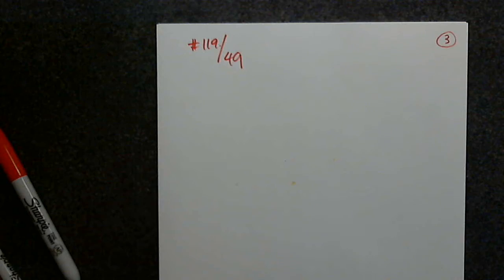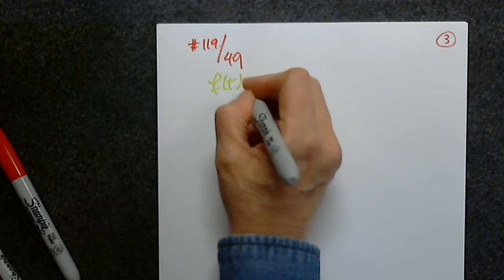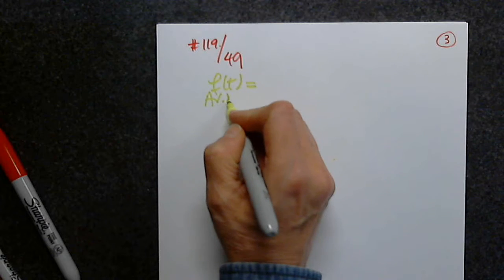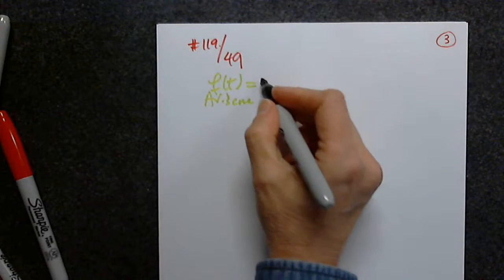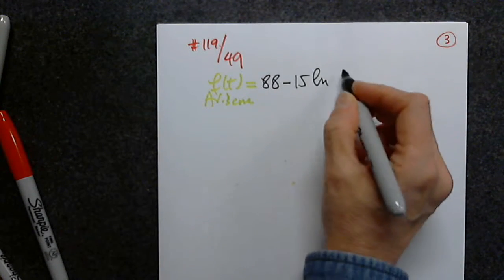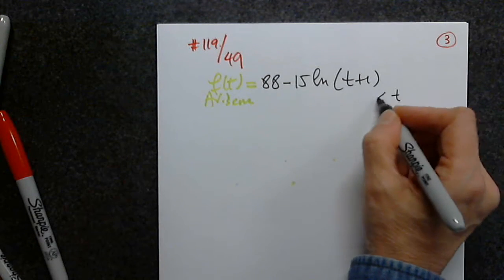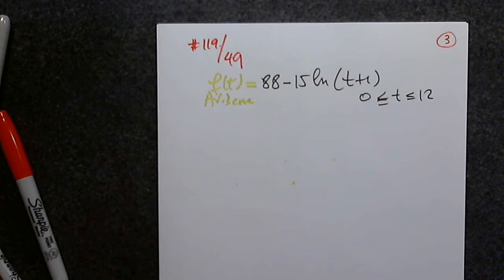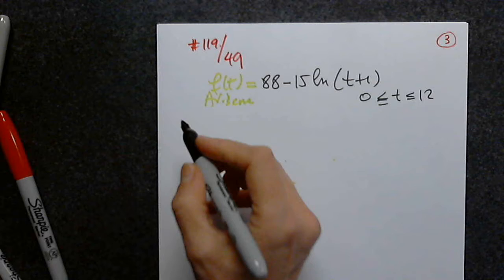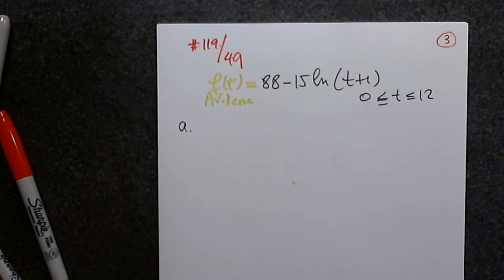And the average score for the group, so f of x or f of t in this case, that's the average score. Okay, this is not a good color. Sorry about that. Is 88 minus 15 natural log t plus 1 for t between 0 months and 12 months. F of t equals 88 minus 15 natural log of t plus 1. What was the average score on the original exam? Part A. What was the average score on the original exam? 88 minus 15. So what do I have to find?